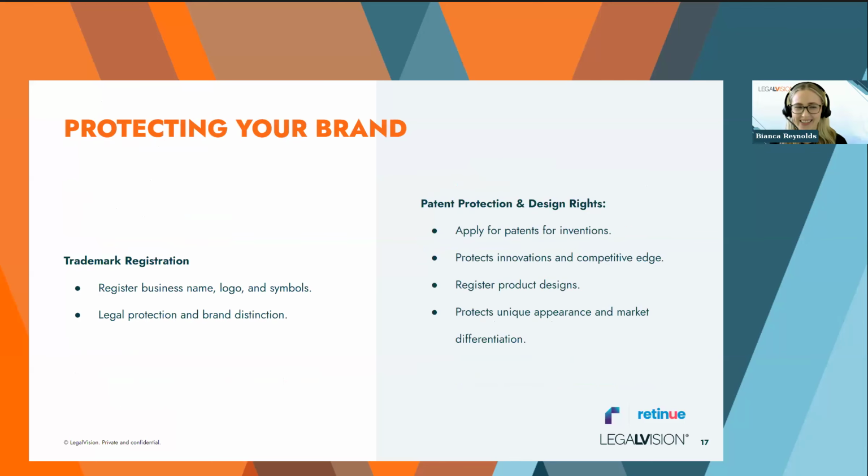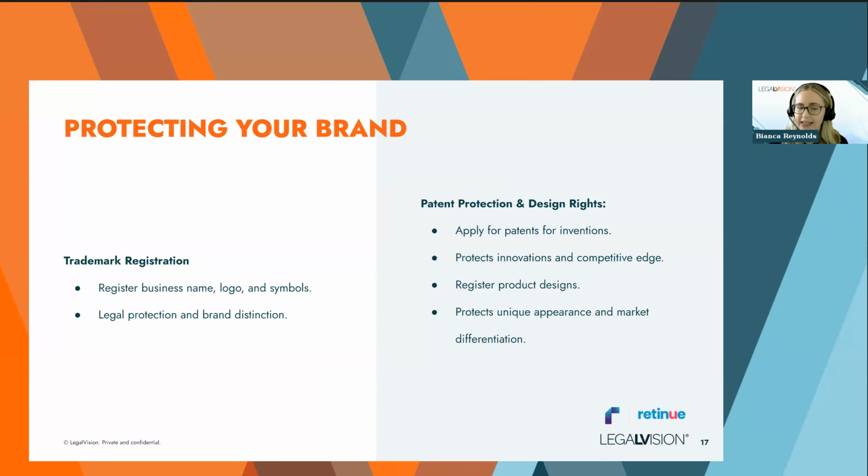Right. Thank you, David. So the next point we wanted to cover was about protecting your brand. If you're looking to build your brand reputation, you've got a business name or a logo, it's really important to think about trademarking that name so that you can prevent others from using that name or that logo.